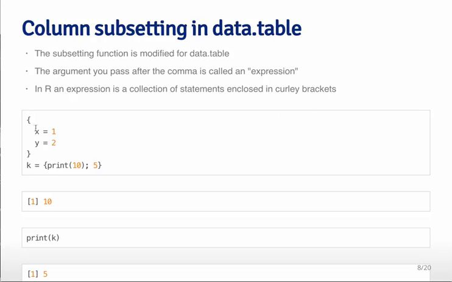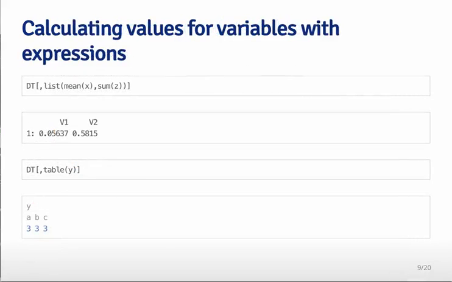Any expression is some set of statements that are between curly brackets like this. So here's an example of a statement that says print 10 and then 5, and so this actually prints out 10, but when you tell k to print, it just prints out the variable 5 at the end. So this will come into play in a minute when we try to use expressions to summarize data sets.